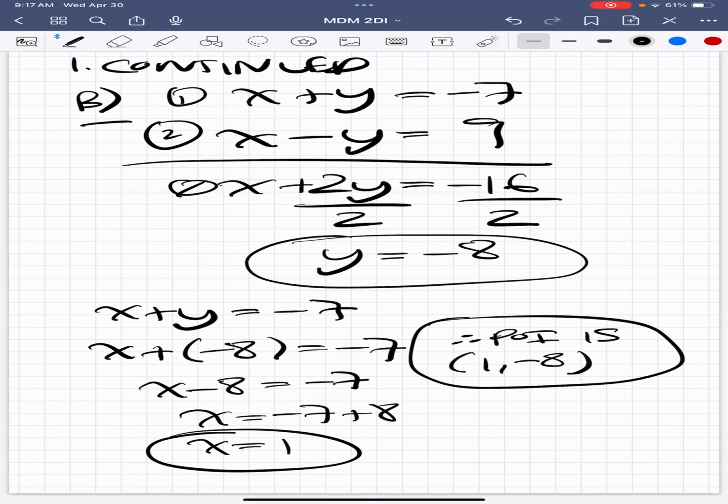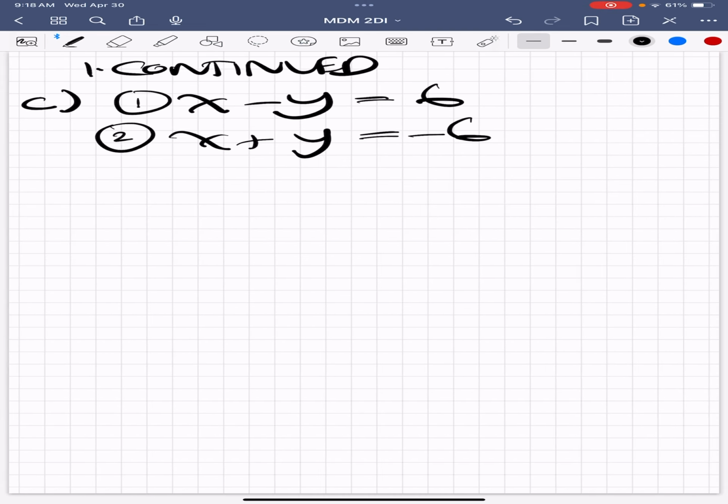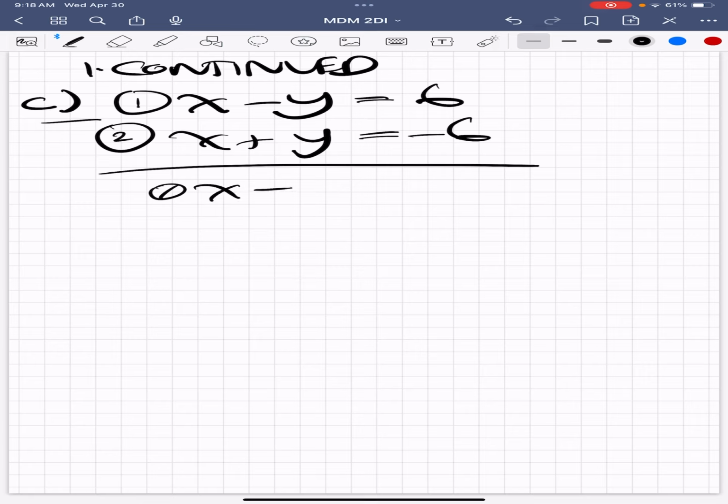Excellent. Moving on. So we are going to eliminate a variable by subtracting equations 1 and 2. In this case, the variable we're eliminating is x. We're going to isolate the remaining variable to find the x or y coordinate of the point of intersection, or POI.